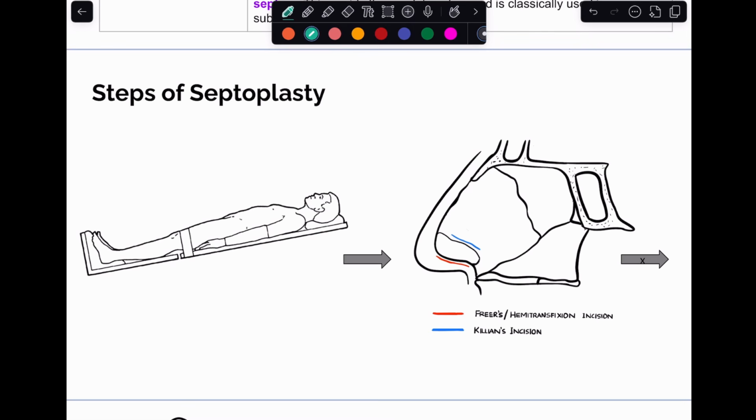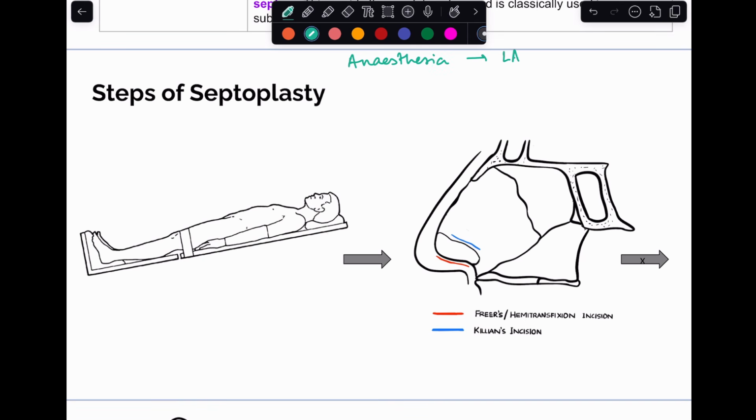So, about steps of septoplasty. Whenever you are asked about what are the steps of septoplasty, always start not directly from, oh, we'll give this incision and then proceed with the different steps. You should start from anesthesia. So first we'll talk about what anesthesia we give.